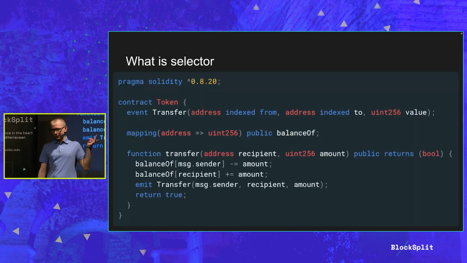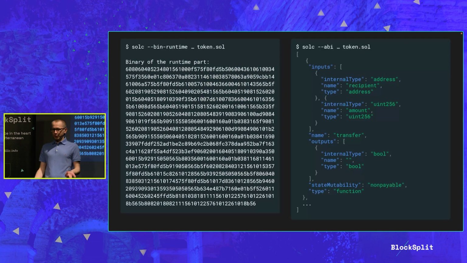So, what is a selector? Here's simple Solidity code for a simple token with one public function, transfer, and one storage variable, balanceOf. If we compile this contract with the Solidity compiler and ask to produce binary runtime, we will get this hex code, which is basically bytes encoded in hex. It's Ethereum opcodes. And if we ask about the ABI of this contract, so we run solc with the --abi flag, then we get JSON, which describes the ABI of this contract.